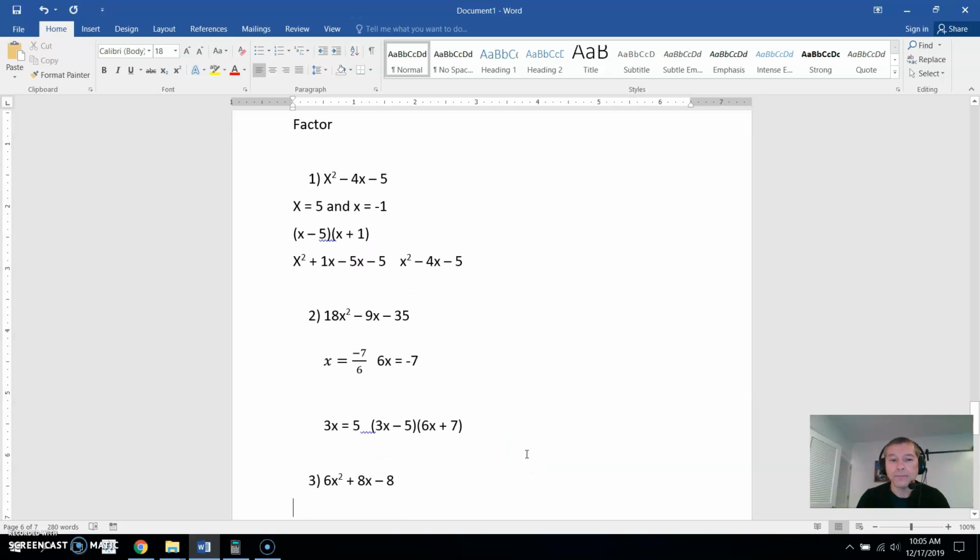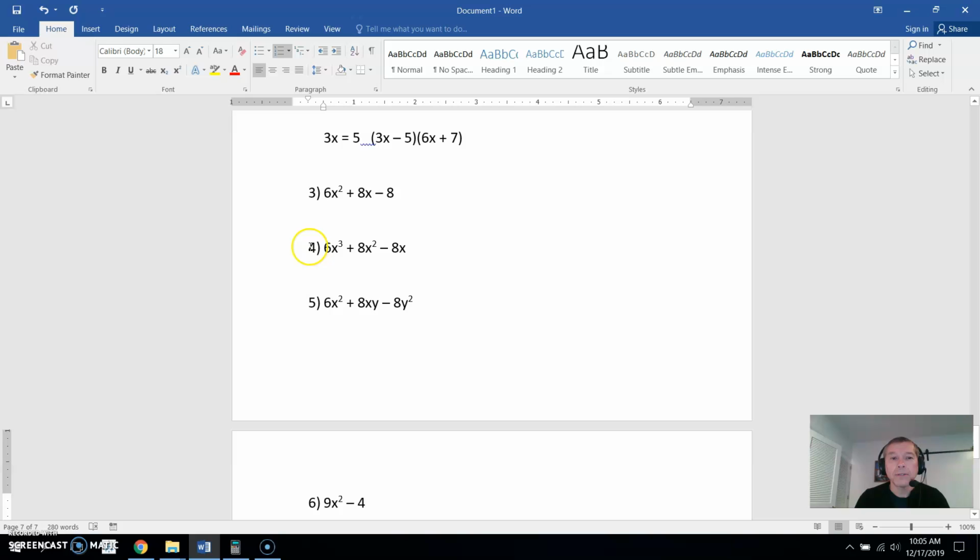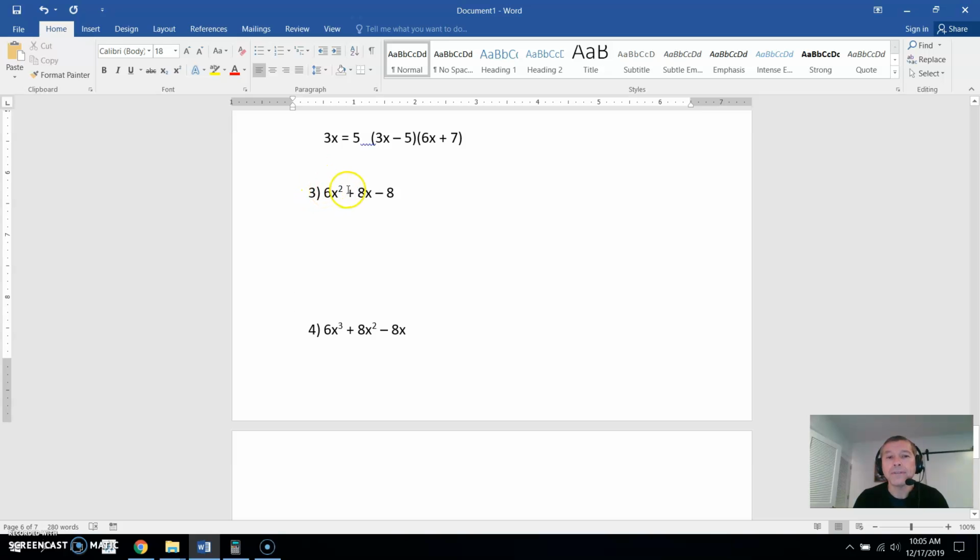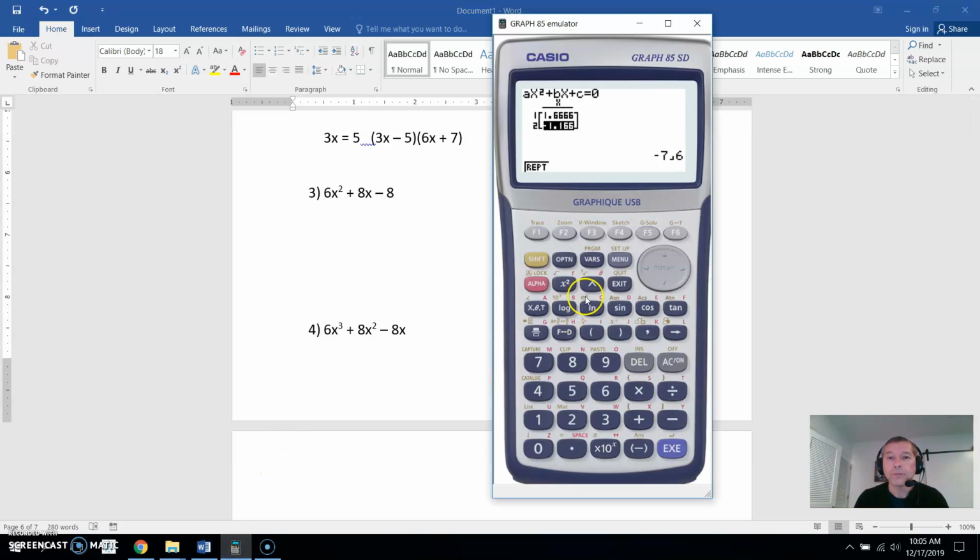And on the next one, you might notice that there actually is a common factor. One of the first things you do when factoring is see if there's a common factor. And this does have a common factor of 2. A 2 factors out of each one. But let's say you didn't even notice that the 2 factors out. Well, we go straight to the calculator and hit exit. We can put in our coefficients, which are 6, 8, and negative 8, and then hit solve, and we get this answer, which is a fraction.